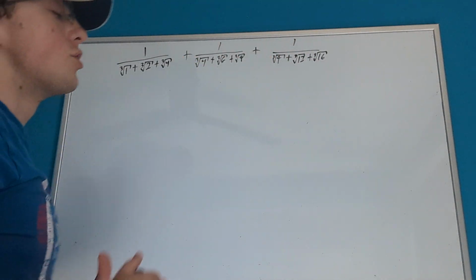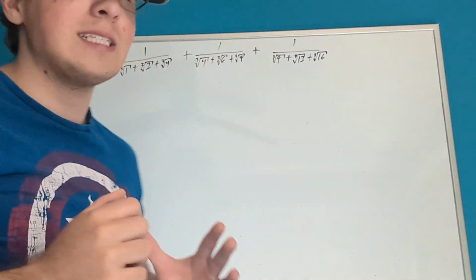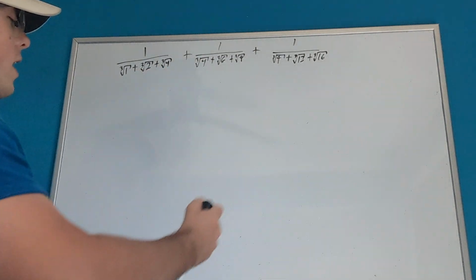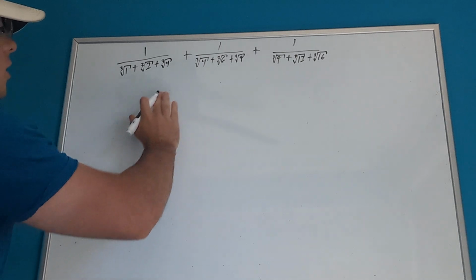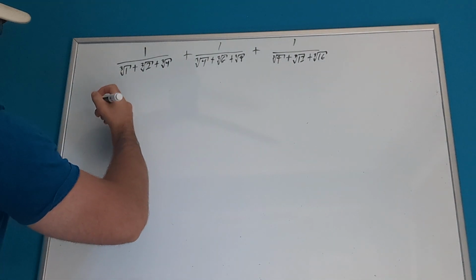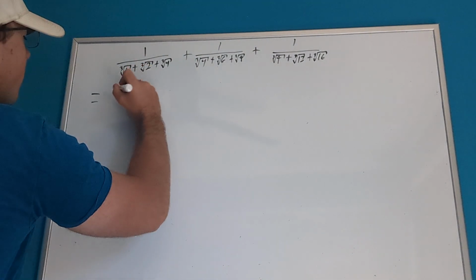All right, so we want to simplify this, and this looks really tedious to do, right? Rationalize all the denominators, blah, blah, blah, but there's a much better way to go about doing it. And let's start with writing it all like this.